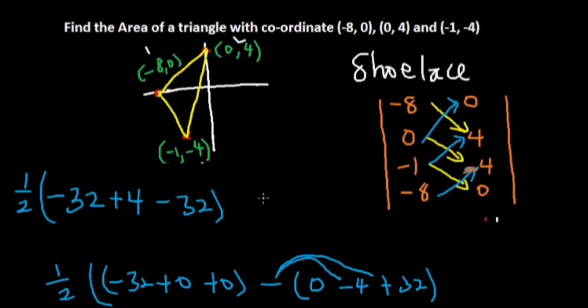Alright, so I will now have minus 32 minus 32, that is minus 64. Minus 64 plus 4, that is minus 60. So I have 1 over 2 times minus 60, and exactly like what we got in the formula, minus 30. So that's how to solve the area of a triangle with coordinates. You use your normal formula where your x is 1, 2, 3, you interchange it, and your y is 2, 3, 1. Or you can use the shoelace method: x1, x2, x3, x1, y1, y2, y3, y1, and you do your stuff like that.